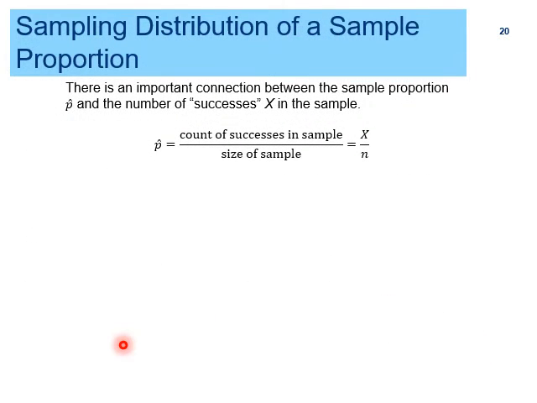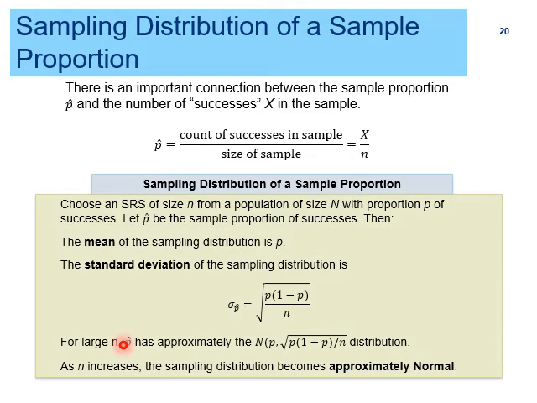So for the sampling distribution of a sample proportion, there is an important connection between the sample proportion p hat and the number of successes X in the sample. So p hat is equal to the count of successes in the sample divided by the size of the sample. So we can write it as X, that is capital X, divided by n.